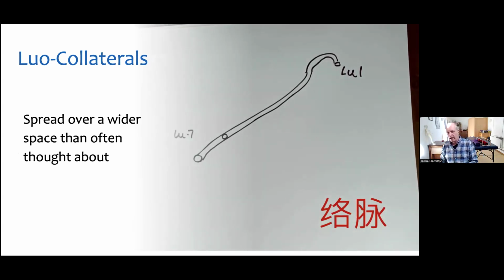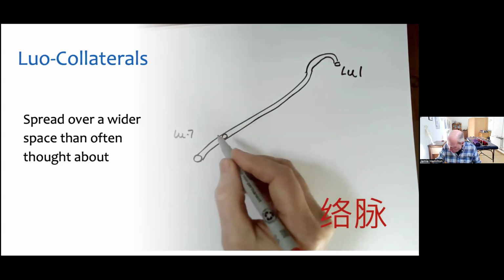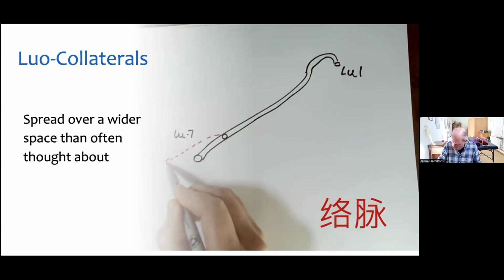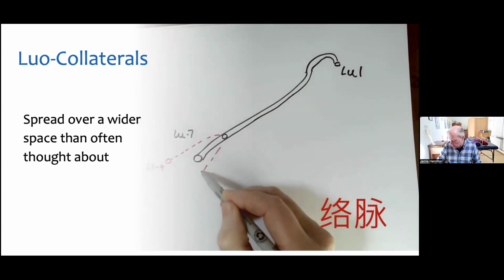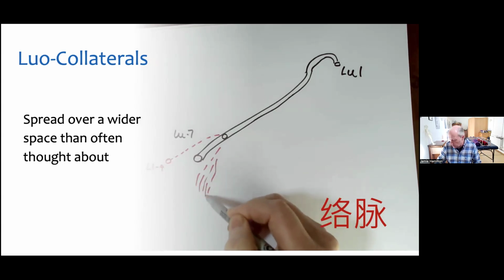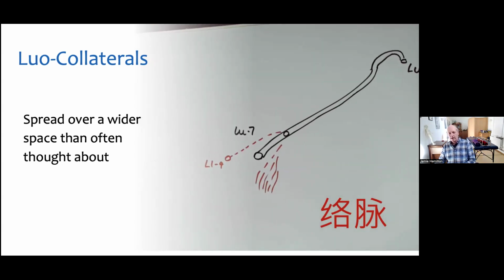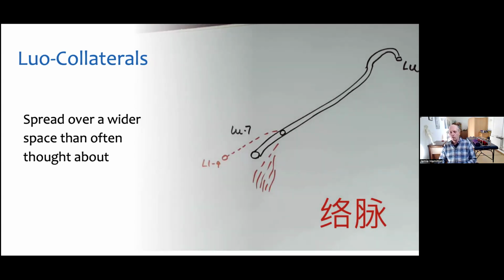The traditional way of talking about the channels just describes this tiny, tiny pathway of lung 7. I'm going to go to red. It just goes a tiny way out to large intestine 4, and then it also says that it spreads out into the thumb. So where I've done red is the traditional way that it's written. That's a really small pathway that is described.